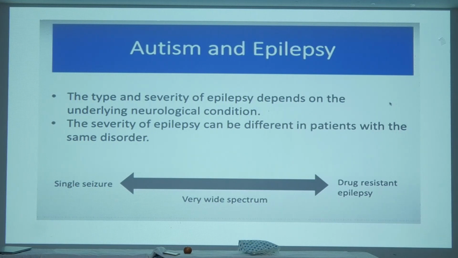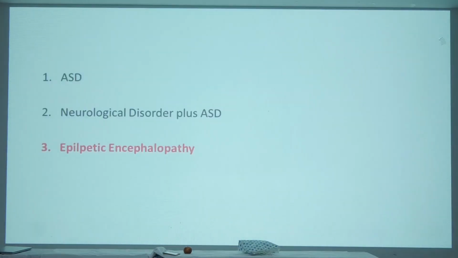Some respond very well to the anti-seizure medication, some are drug resistant. So the type and the severity of the epilepsy in this subgroup depends on the underlying neurological condition. If it's Rett syndrome, it will be well controlled with the anti-seizure medication. If it's tuberous sclerosis, then probably the epilepsy may be drug resistant.